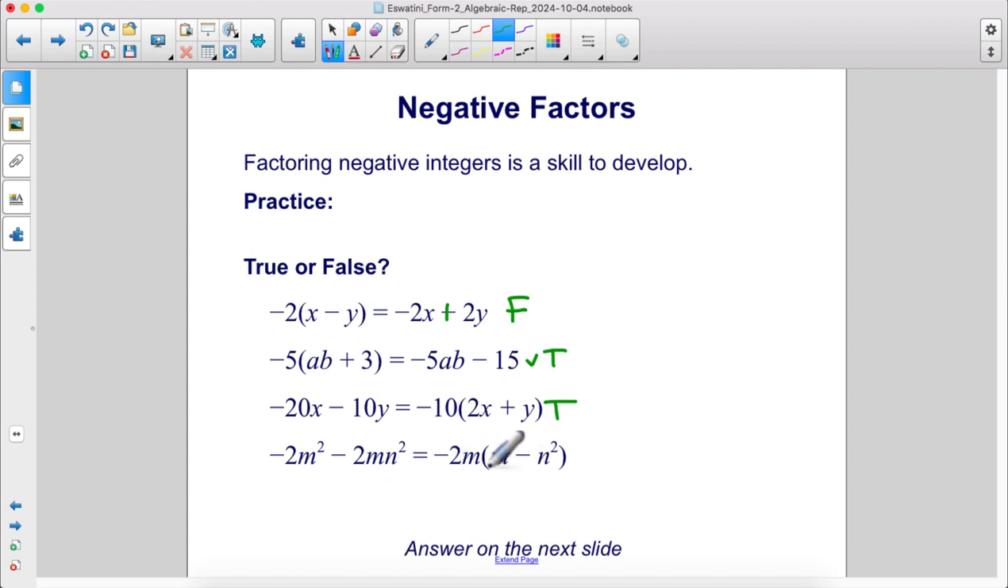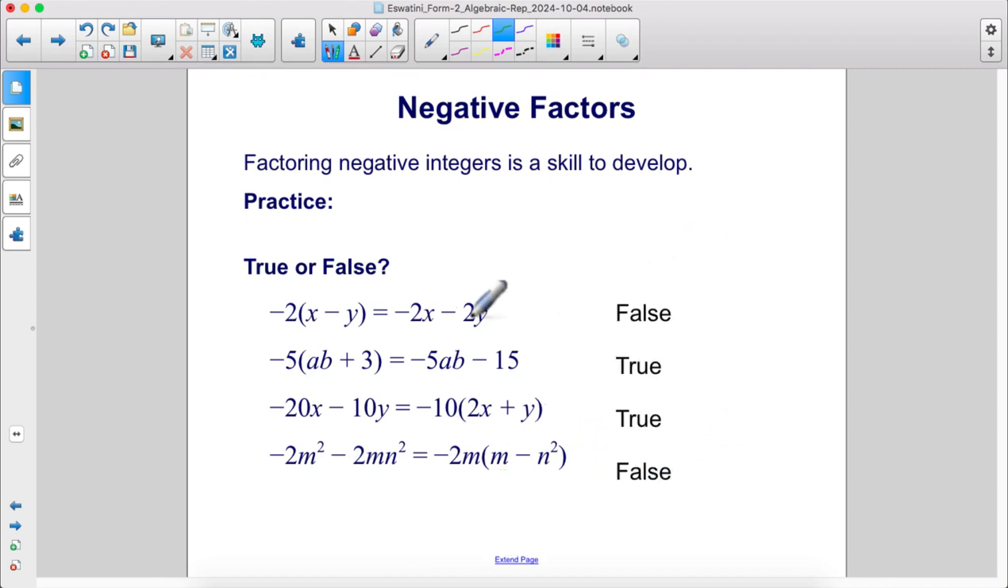Okay, -2m squared plus, see that negative sign and that negative sign are going to cancel out, give us 2mn squared. This should be a plus sign, therefore this one is false. Here are the answers. This is false, this is true, and this is false.